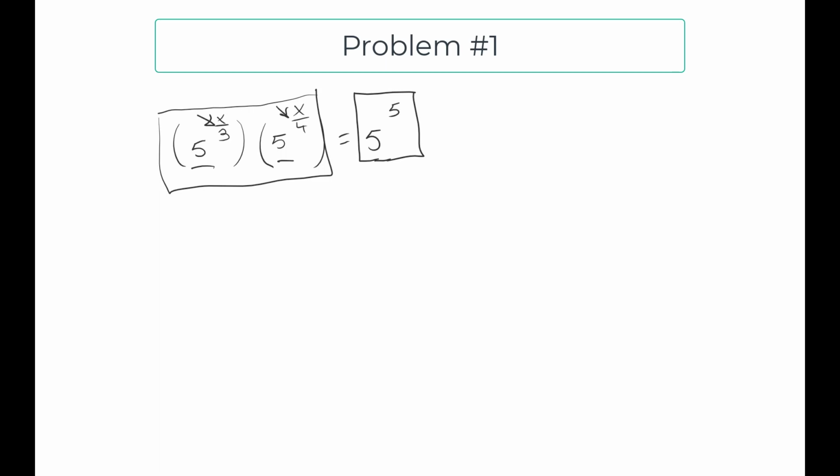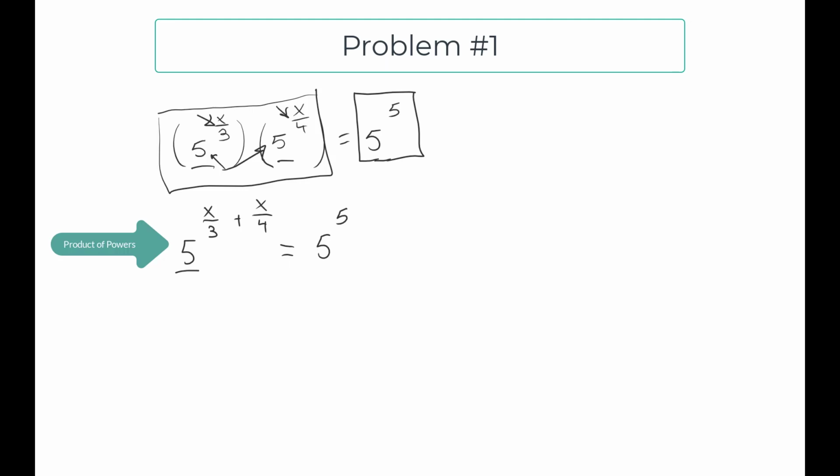What I'm going to note is that I have 2 of the same bases. I have a 5 and a 5 being multiplied by each other, and this tells me that I'm going to be using the product of powers property, which states that I can add their exponents. So I should have 5 to the x over 3 plus x over 4. That's just taking both of their exponents and adding them, and this is equal to 5 to the 5th power.